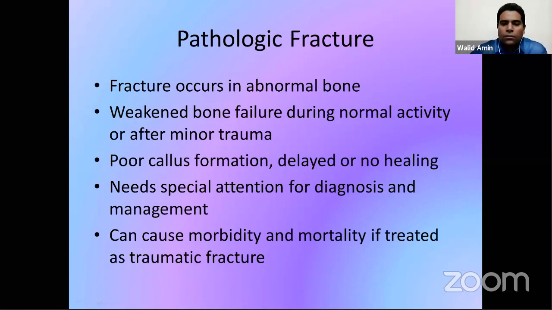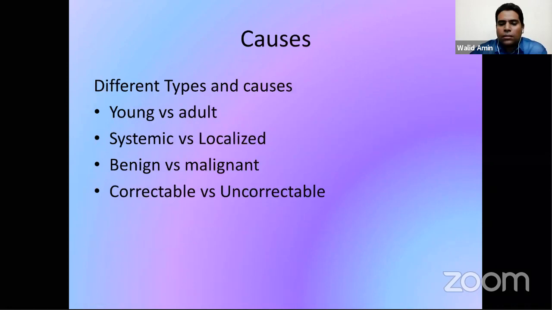Also, other causes include hyperparathyroidism, osteomalacia, osteomyelitis, Paget disease, osteopetrosis, and of course, benign tumors, primary malignant bone tumors, and metastatic malignant bone tumors. This is the second most common cause in adults.